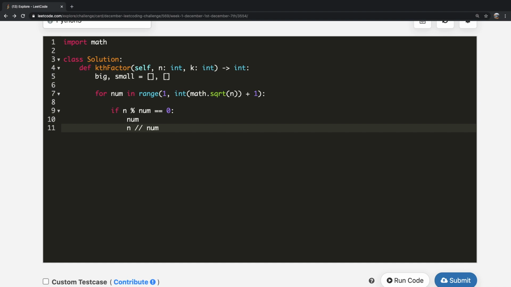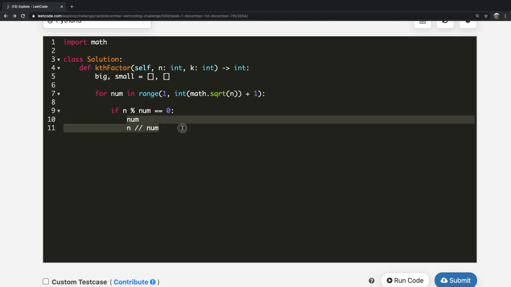And how exactly do we know that? If num is a valid value, it means n is divisible by it. So let's say num is 2. So 12 divided by 2 would end up giving us the value of 6. So all we want to do here is find out which one is the bigger one, and we're going to take the bigger one and append that to our big array over here.